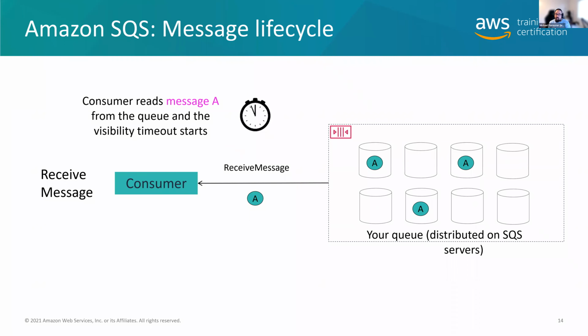Question for you. What's the default visibility timeout for a message that's been read? What's the default? What's the maximum you could change it to? Yeah, good. 12 hours. Good. Sorry, 30 seconds is the default. It's not the smallest. 30 seconds is the default. 12 hours is the max.